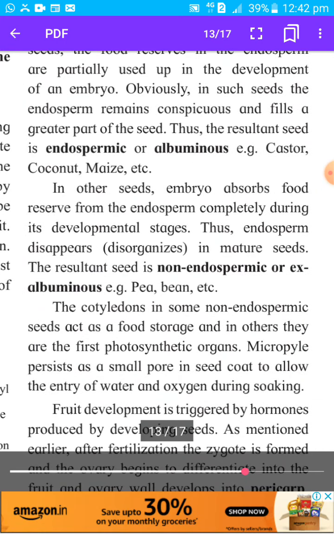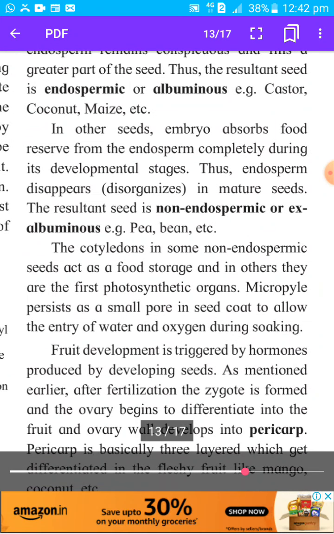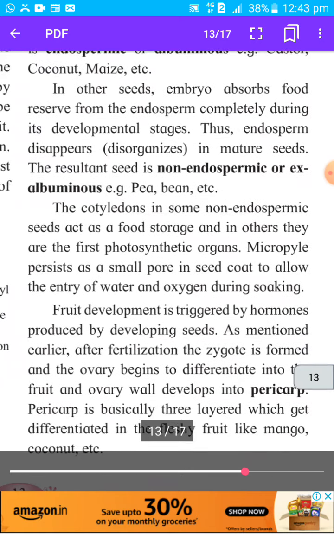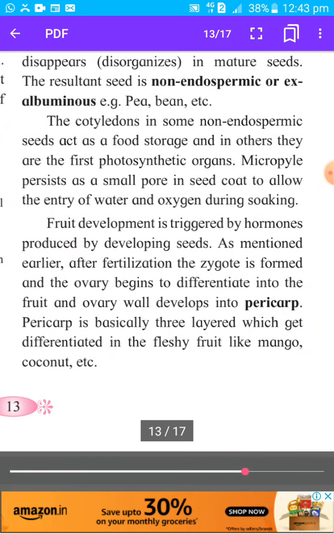Example, castor, coconut, maize. In other seeds, the embryo absorbs the food reserve from the endosperm completely during its developmental stages. Thus the endosperm disappears in the mature seed, and such seeds are called non-endospermic or exalbuminous. So sometimes the endosperm is fully utilized by the developing embryo. Finally it is totally used and the endosperm gets over, so there is no endosperm.